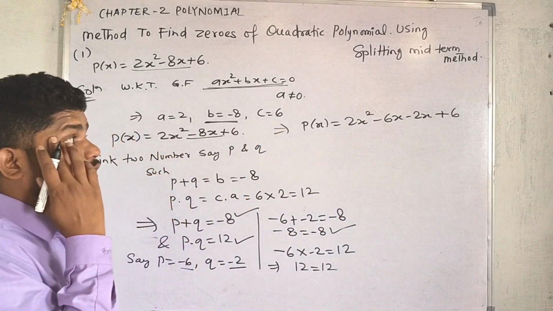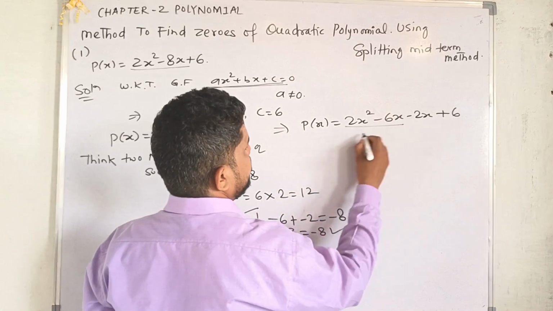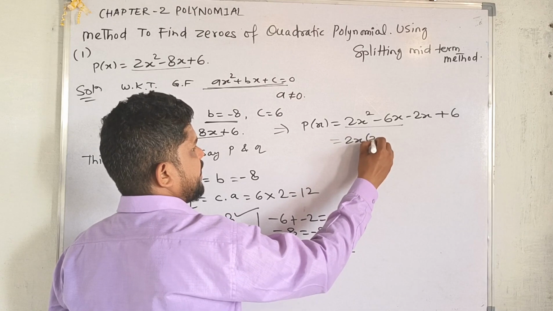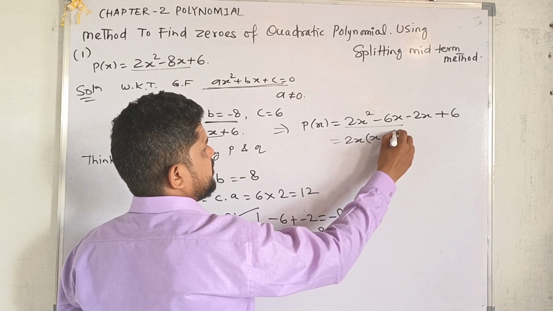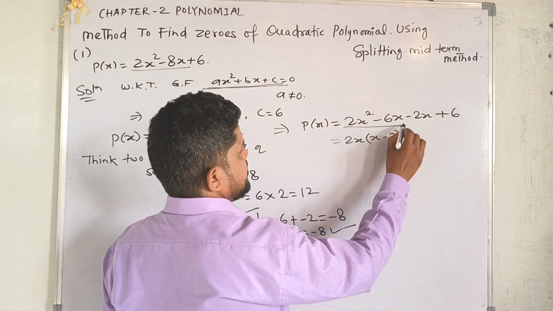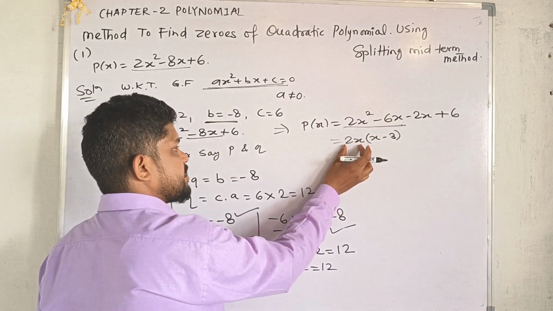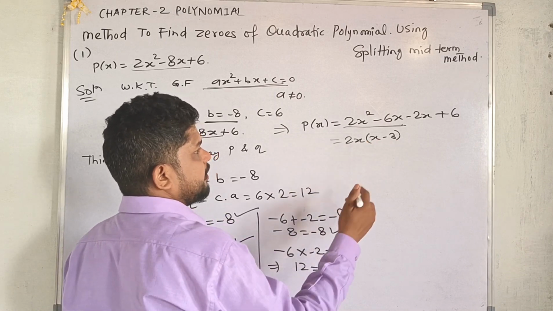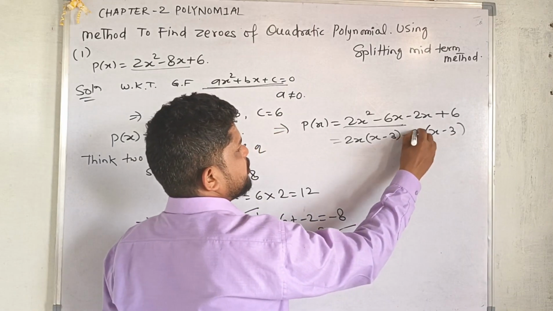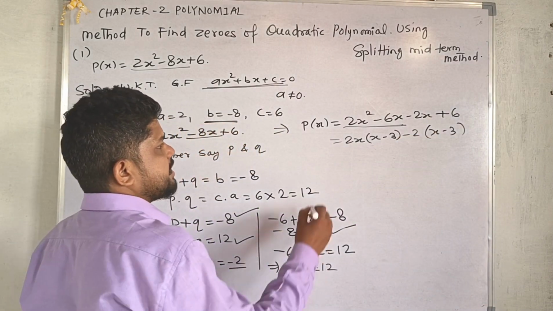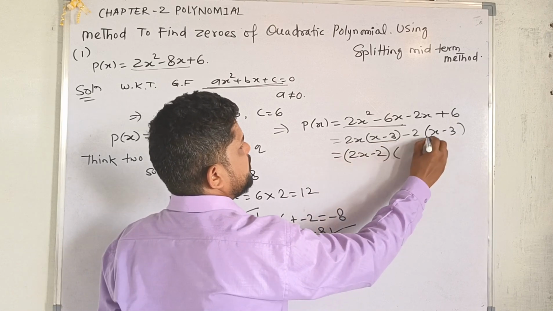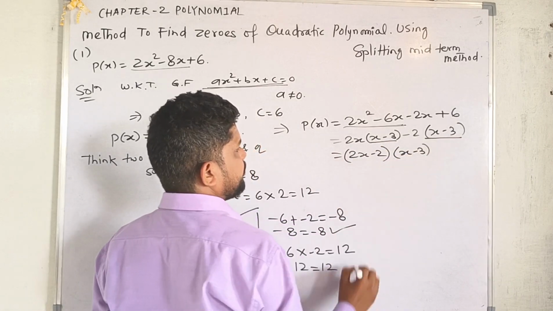Now try to take common from the first two terms. We can take 2x common, the remaining will be x and here the remaining will be 3. From 2x square minus 6x we have taken out 2x as common, and x minus 3 will remain. Here also x minus 3 will remain and minus 2 will be common here. So basically this is 2x minus 2 taking common, and this will be x minus 3.